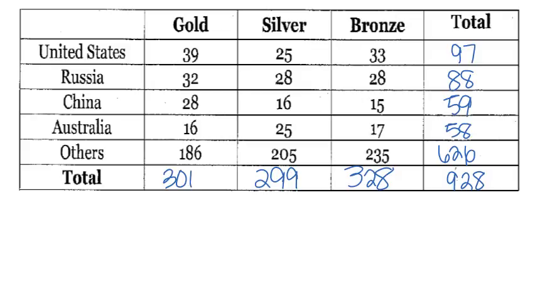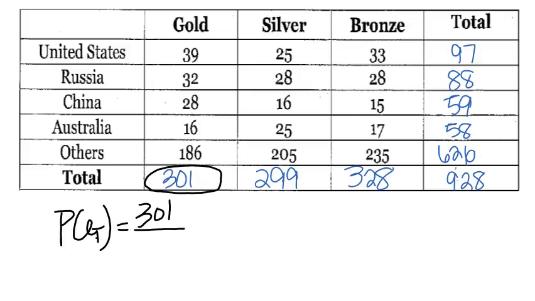Are they independent? So basically we need to check what's the probability that you win a gold given everybody. So we have 301 total golds out of the total number of all the medals. And we want to see, is that the same as if you're a medal winner from the United States? So this ends up being 0.32 or about 32%.